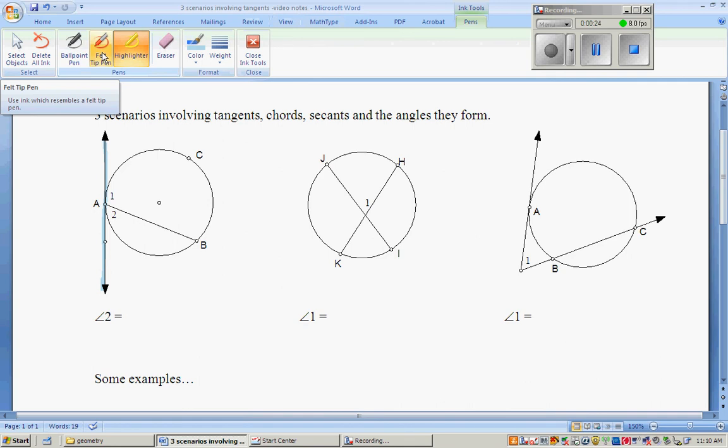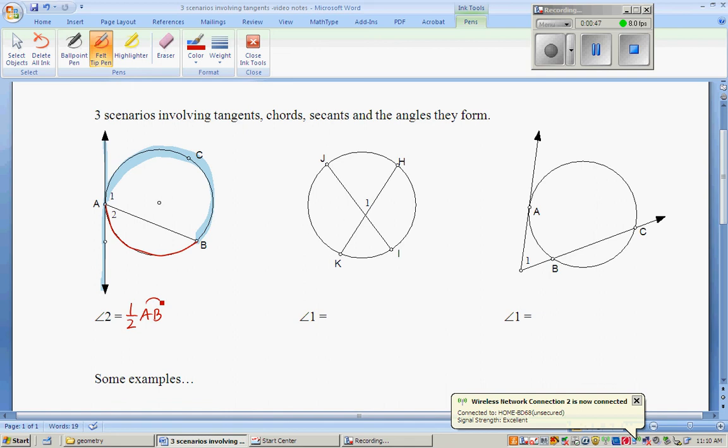So what you have now is their angles are going to equal half of their corresponding arc. So angle 1 here is going to be half of this huge arc ACB. And angle 2, likewise, will be half of this arc, which is AB. So angle 2 will equal half of arc AB. So that's our first little scenario. And it should make some sense.